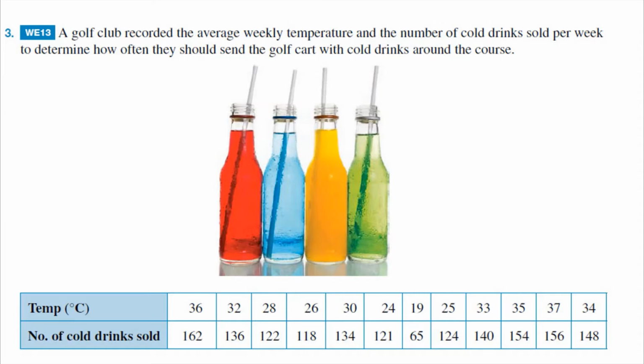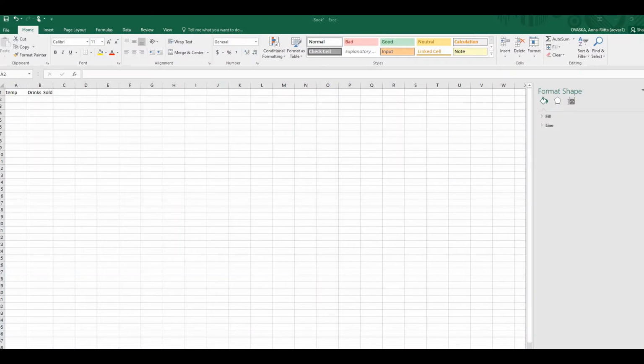So the temperature is going to be our explanatory variable, so that'll go on our x-axis, and the number of drinks sold depend on the temperature, so that's our response, which will go on our y-axis. The first thing we need to do is enter the data into some columns on Excel.